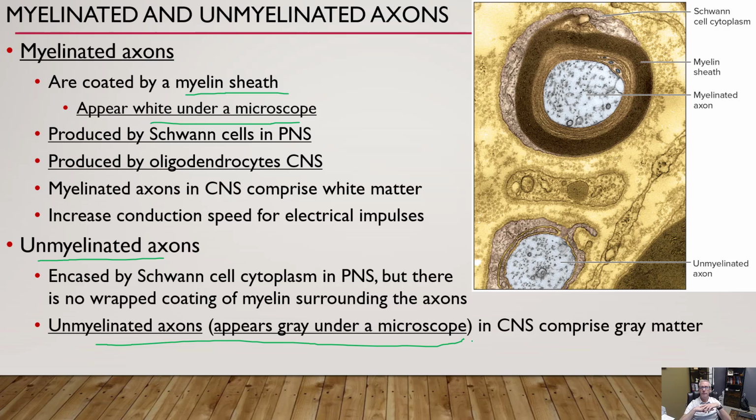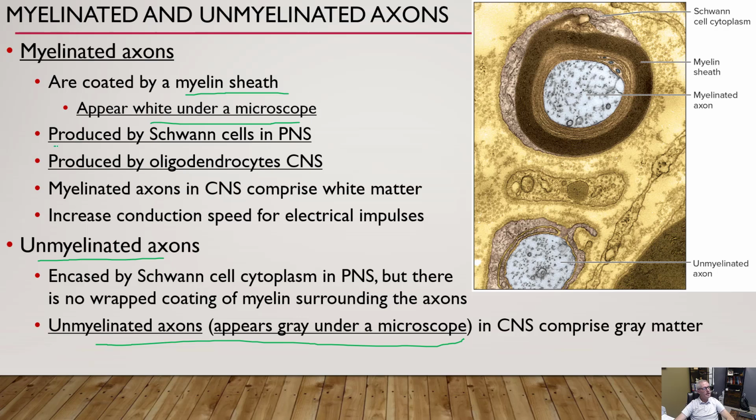If you have ever heard of white matter and gray matter, if you talk about the brain, that's what we're talking about. Gray matter is unmyelinated axons. White matter is myelinated axons.